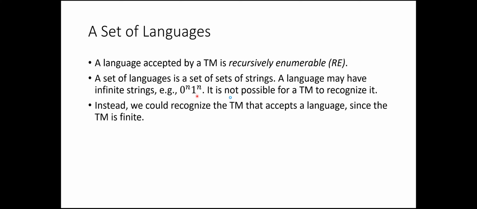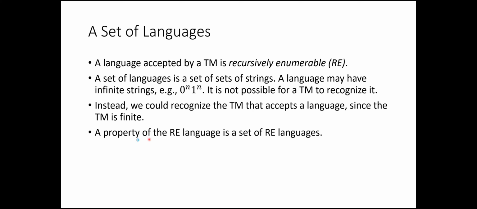Okay. So we create another Turing machine to recognize this TM, simply because the TM is finite. Okay. The Turing machine itself is finite. So you can have a finite encoding for a TM. And then we can represent that TM as a string. Okay. So that's a sort of meta string. You can call it a meta string, a string that describes strings. Okay. So now, a property of the RE language. Okay, the property of an RE language.